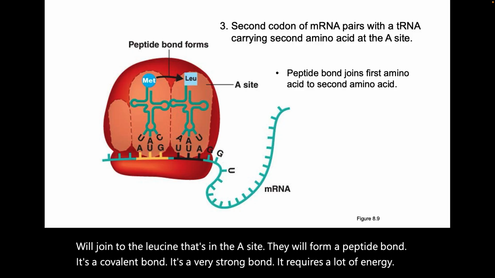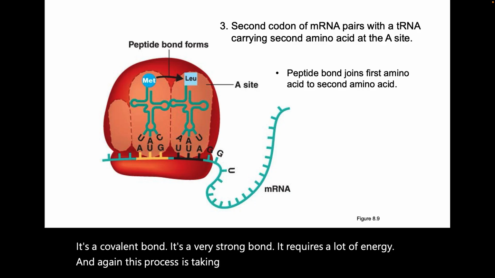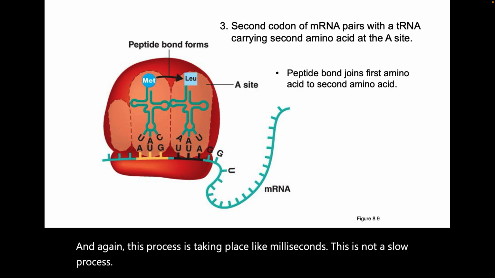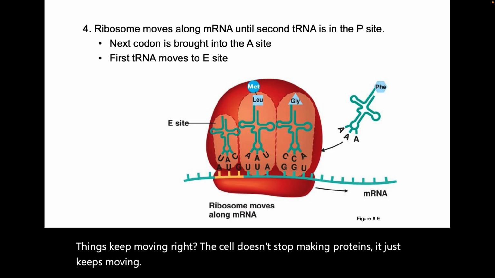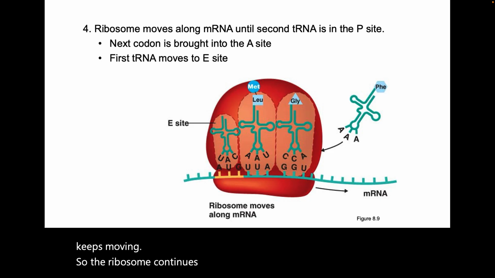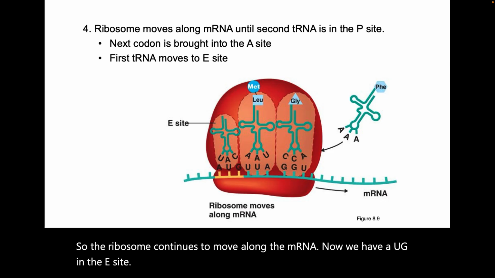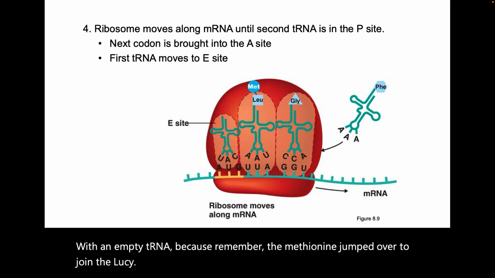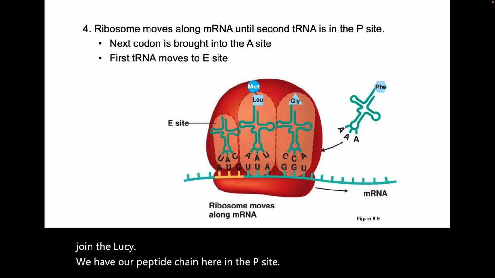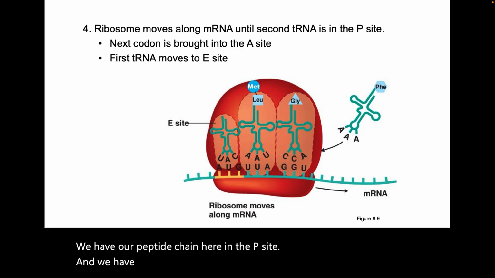And again, this process is taking place in milliseconds. This is not a slow process. So now things keep moving, right? The cell doesn't stop making proteins, it just keeps moving. So the ribosome continues to move along the mRNA. Now we have AUG in the E site with an empty tRNA, because remember, the methionine jumped over to join the leucine. We have our peptide chain here in the P site, and we have the new tRNA that came into the A site.